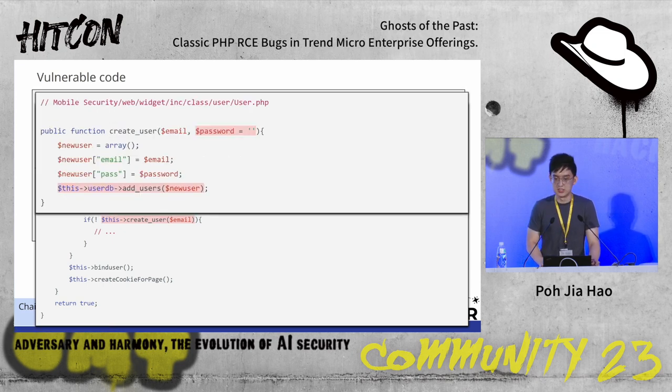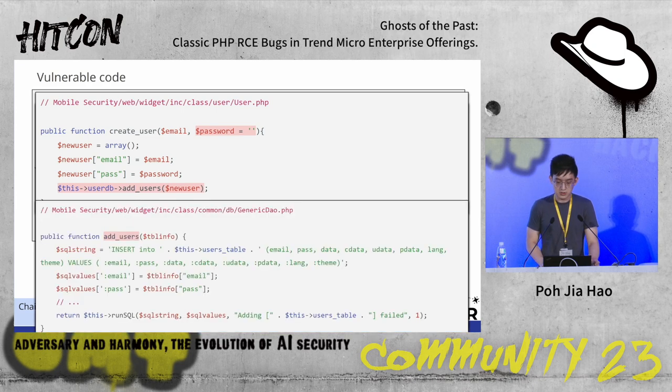It looks like it takes the email argument and a default blank password to be used as the arguments to the database function add users. And this function simply inserts a row into the users table using our controllable string as the email value and the hard-coded blank string as the password. Unfortunately, there's no injection vulnerability here, so we can't do the same trick as the previous chain. However, this means that we can insert arbitrary rows into the user table.